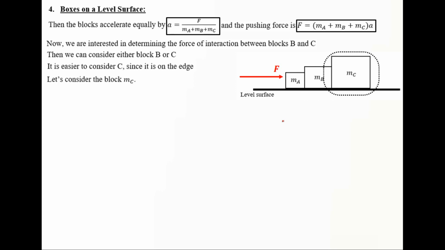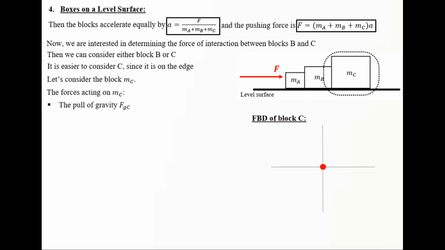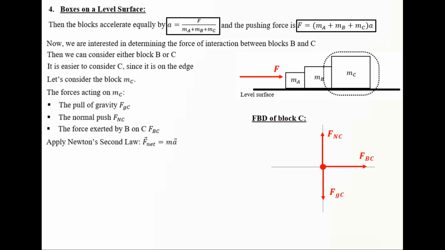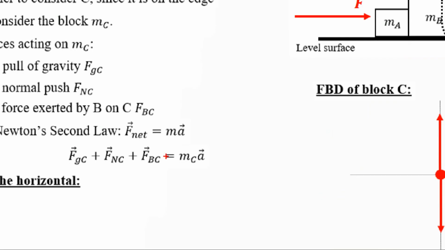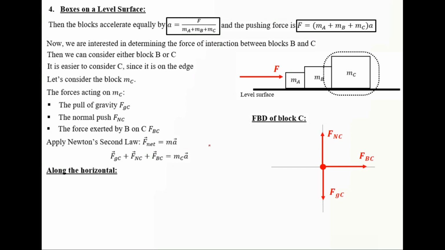Then let's consider block MC. Now what are the forces acting on MC? We have the pull of gravity down, the normal push up, and the force exerted by B on C to the right. Now we can apply Newton's second law given by F net is ma. We have the pull of gravity plus the normal push plus F of B on C equal to mc a. Now we can project along the horizontal, and notice that the mass has been replaced by mc, since we're applying this law solely to mc: 0 plus 0 plus FBC is mc a.